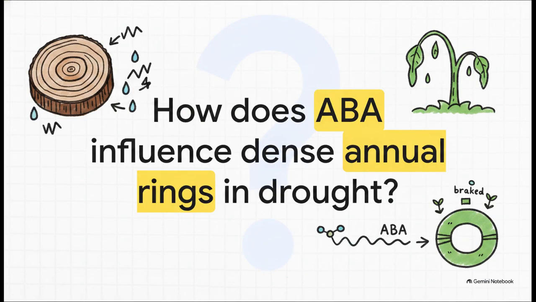I'm going to leave you with a provocative thought to chew on. We know the environment shapes a plant, but think deeply about the internal signaling. If a tree goes through a brutal drought, it releases the stress hormone ABA to slam on the brakes and save water. So how might that invisible chemical signal physically alter the permanent history recorded in the dense, thick-walled cells of that year's annual ring? It is a perfect example of how microscopic chemical signals literally write macro-level history.